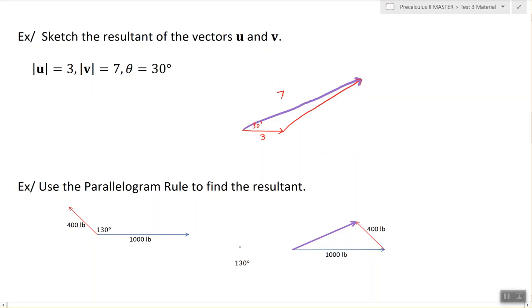So think about if someone was pushing a box this way with 1,000 pounds of force, and a machine was pushing the object this way with 400 pounds of force. This is the direction the box would go, and it would be of a force that is less than 1,000 pounds but more than 400 pounds. Those are the types of problems that we'll end up using vectors for.